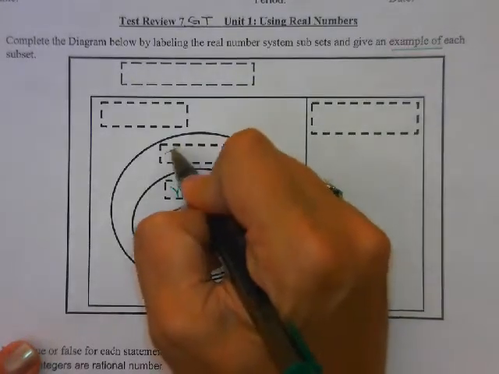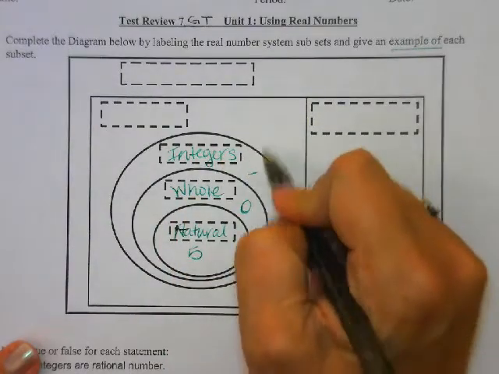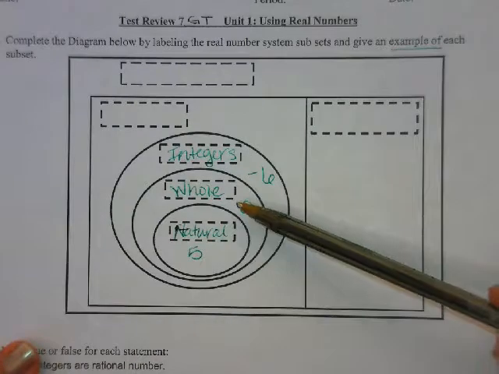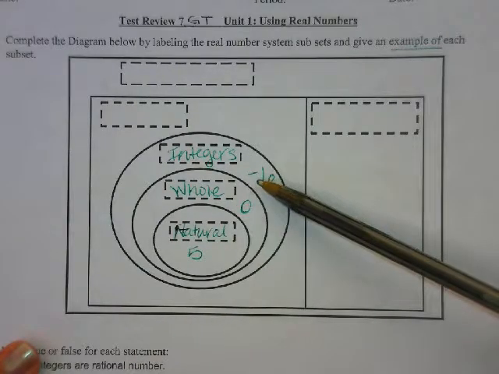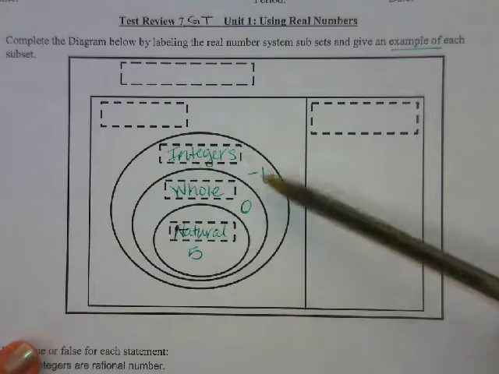Then we have integers. So integers are going to be negative numbers. Okay, it is natural numbers, whole numbers, and the negatives. So negatives, positives, and 0 all fall in the integers.